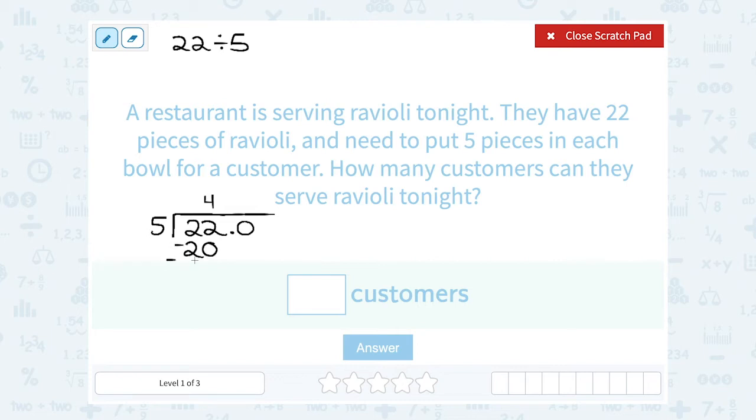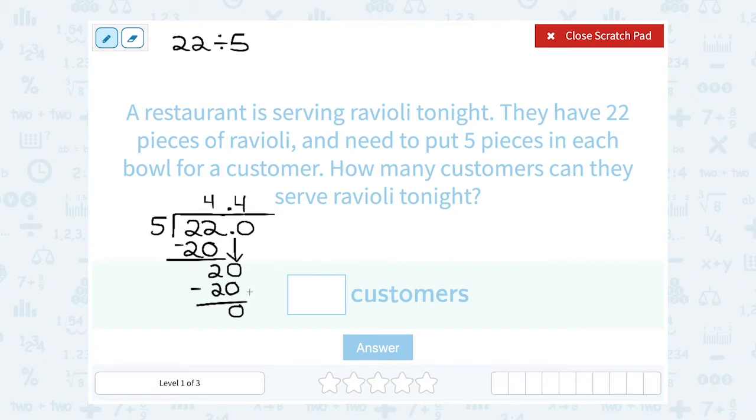So 22 minus 20 leaves us with 2 left over. Now notice I added that decimal point here, so I'm going to make sure that I line up the decimal point in my answer with the decimal point there. 5's not going to go into 2, so I'm going to bring down this 0. This is why we add the .0, so we can keep working. Now 5 goes into 20 4 times, and 5 times 4 is exactly 20, so now we have nothing left over. That's how we know the problem is done. So they can serve 4.4 customers.